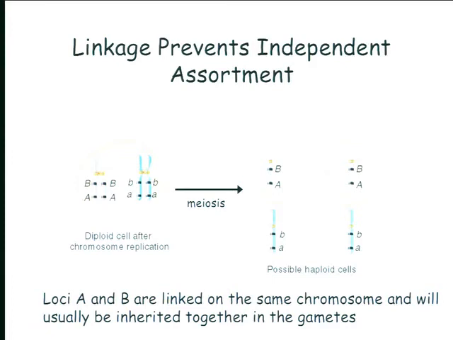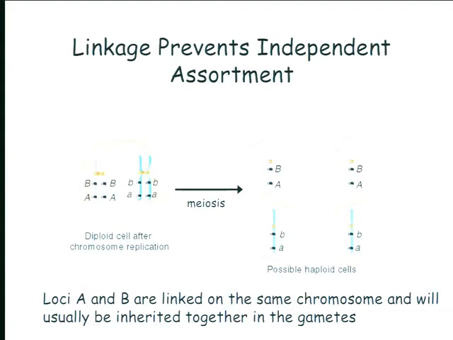As this cell undergoes meiosis, all the gametes separate. So now this sister chromatid goes into this gamete. This sister chromatid goes into that gamete. This sister chromatid into this gamete. This sister chromatid into this gamete. But we see that whatever combination of A and B alleles came from the parents are replicated in the progeny. So big A from this parent stays with big B. Little a stays with little b. So loci A and B are linked on the same chromosome and will usually be inherited together because of the process of meiosis.